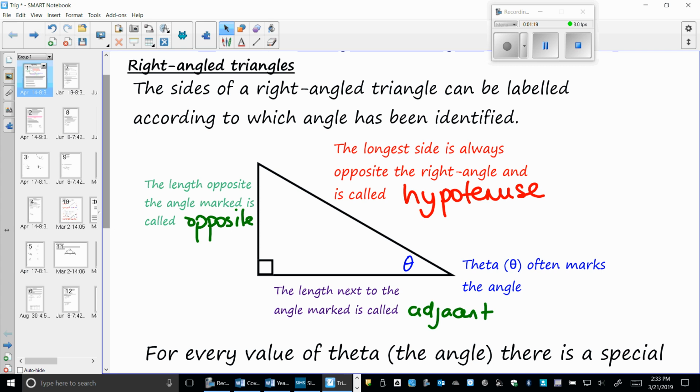So I would always suggest that you label H, then O, then A. I think that's the easiest way. I don't know how you were taught in the past, but this is how I teach it.